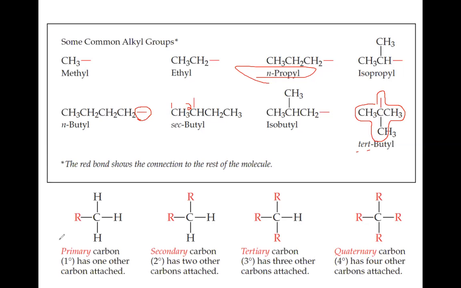And carbons with these different alkyl groups can be considered primary, secondary, tertiary, or quaternary. And what that means is that if it's a primary carbon, it's only bound to one other carbon, and then the rest are hydrogens or other things.